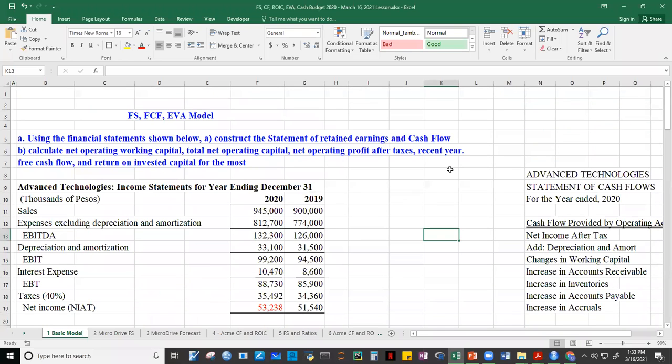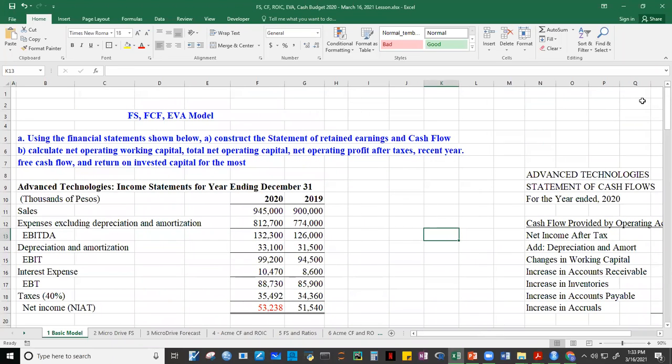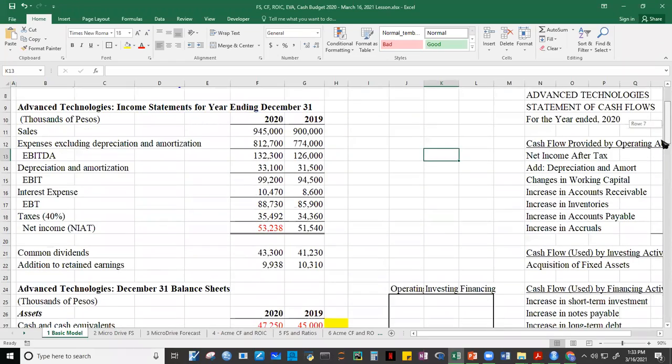Okay, so our objective for this part of the course is to have a review of your financial statements, your income statement, balance sheet, statement of cash flows. I think we'll be able to start doing the statement of cash flows. Okay, so first, tingnan natin yung income statement ni Advanced Technologies.